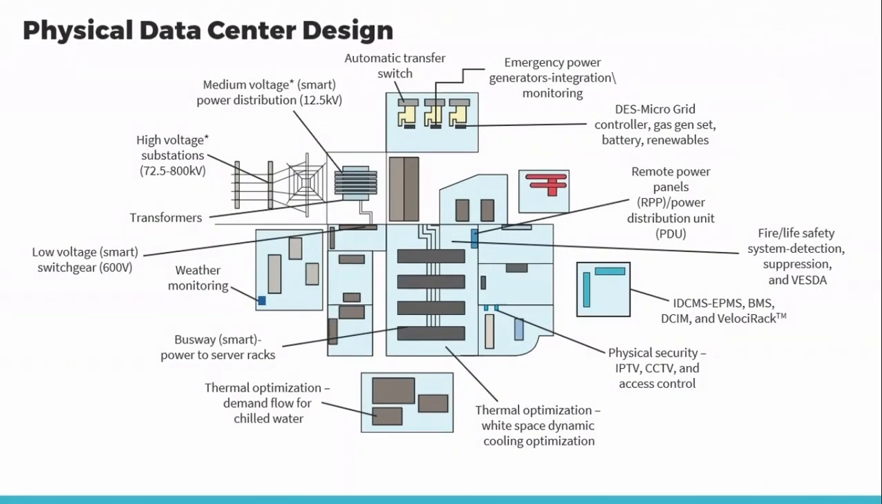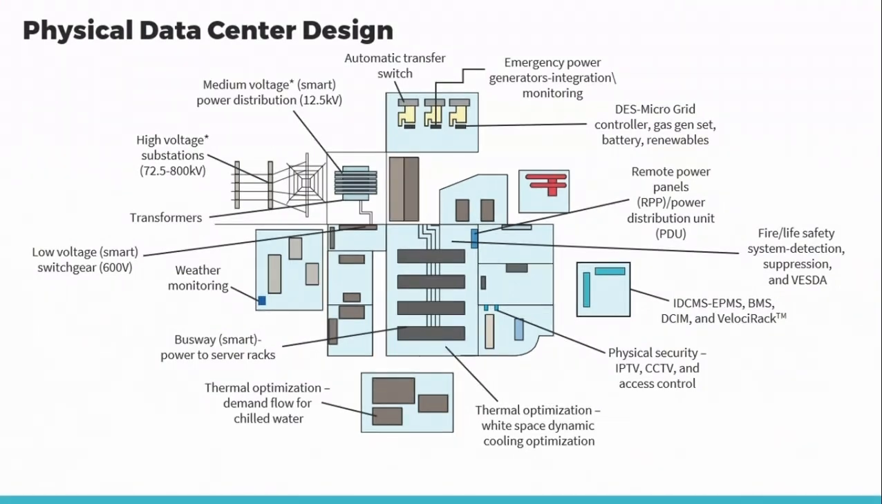Now, don't be overwhelmed by this diagram. We want to touch on a few things here to look at the physical data center design, and we're not going to cover everything here, but realize that you have to have automation whenever possible. So at the top, we have the transfer switch. That's when we have various power sources. You have emergency power generator integration. And as we learned, we need to have at least 12 hours of diesel, as well as visibility and monitoring.